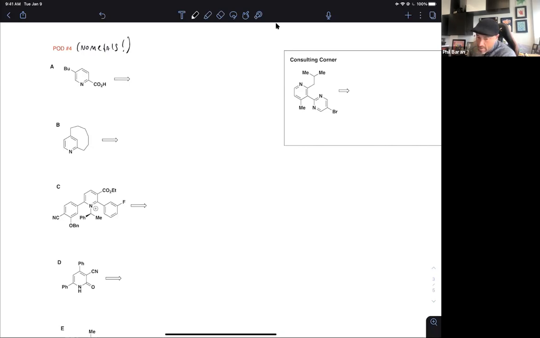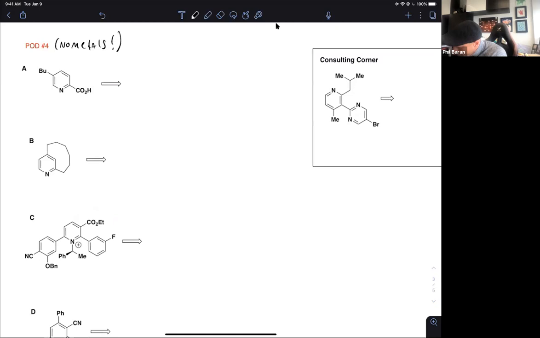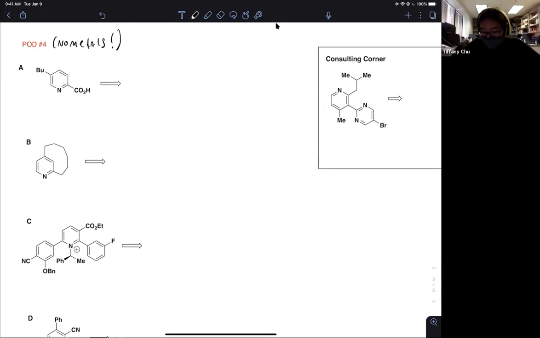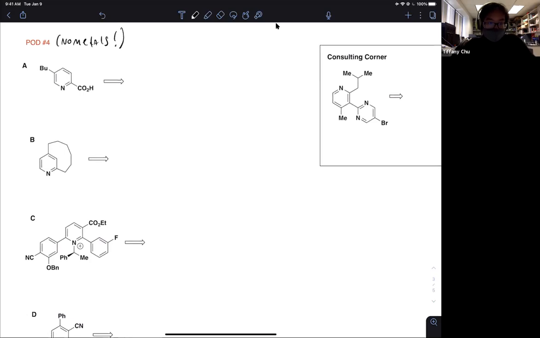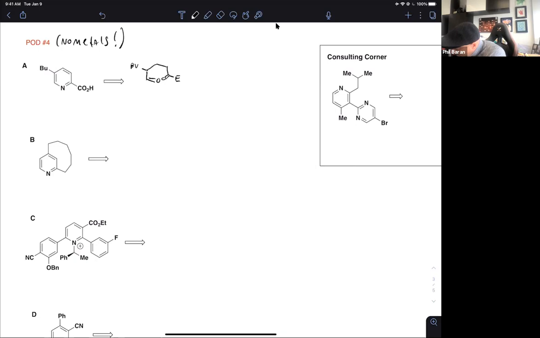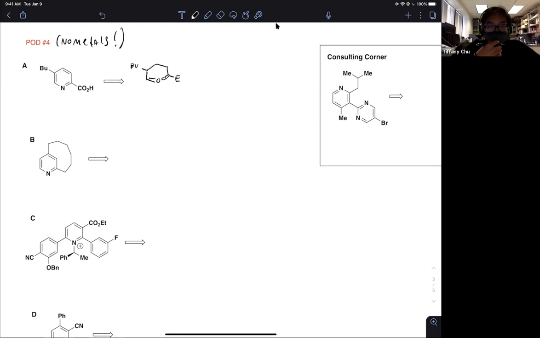But I'll leave it open to maybe Tiffany to start us off with any thoughts that she might have. For this first one, I was thinking of a 1,5-dicarbonyl disconnection. Okay. How do we make that? I guess, can you do it by just conjugate addition?